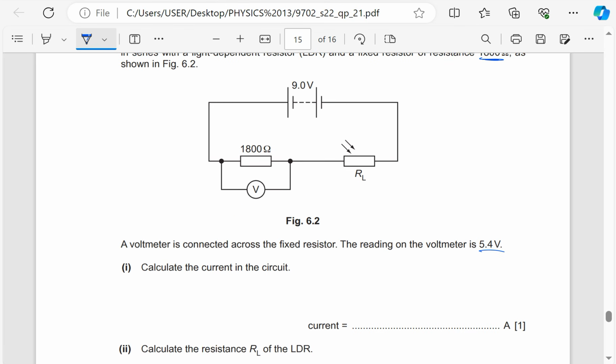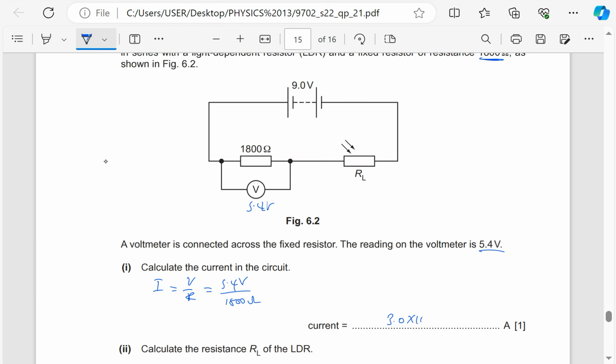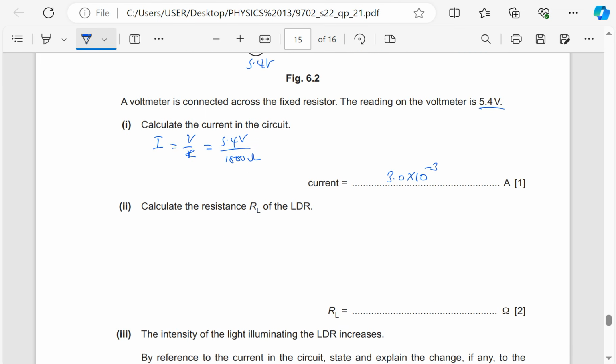So the reading on the voltmeter is 5.4 volts. Okay. So we know that the current is equal to V over R according to Ohm's law. The V is 5.4 volts divided by R, which is 1800. So we just press the calculator. 5.4 divided by 1800 is 3 times 10 to the power of minus 3. That is the current.